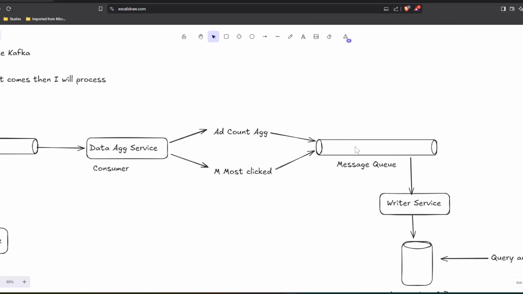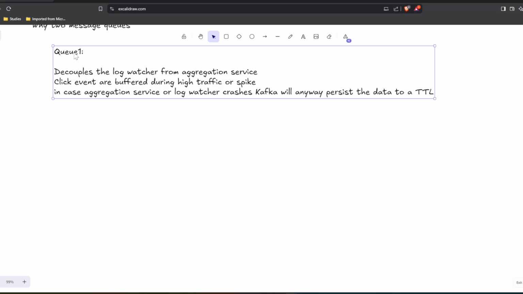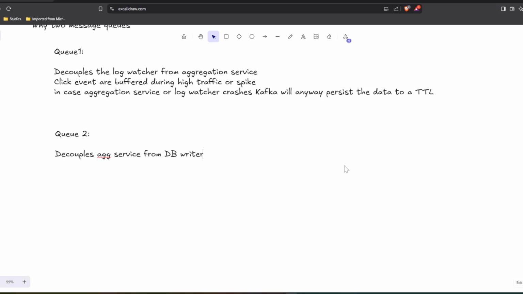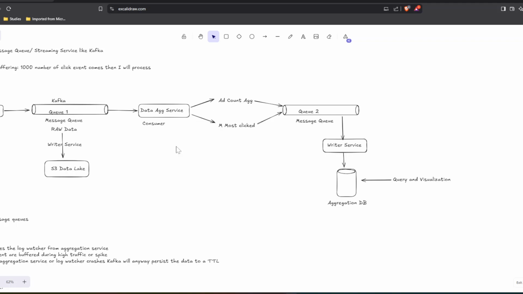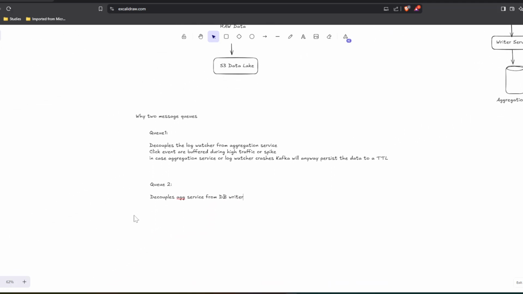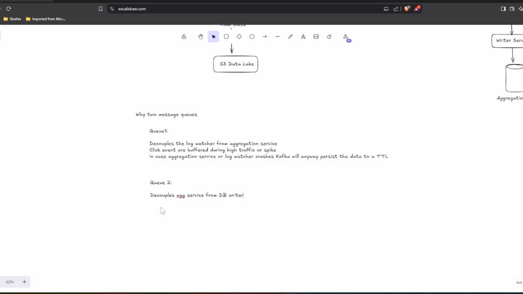Now this has been our Q1, and this has been our Q2. Why is this Q2 needed? It decouples the aggregation service from the DB writer. How? If the data aggregation goes down or the writer service goes down, we do not have to worry about the persistence of the data, and it also helps in exactly-once semantics. So aggregated results are written to the database only after being successfully processed, which guarantees processing.